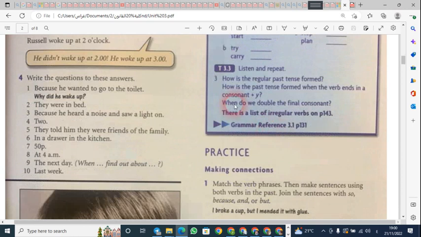You do them. And here we have a grammar reference on page 131. Let's go to that.